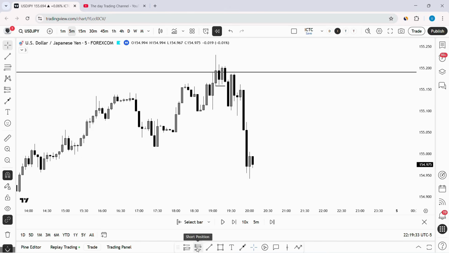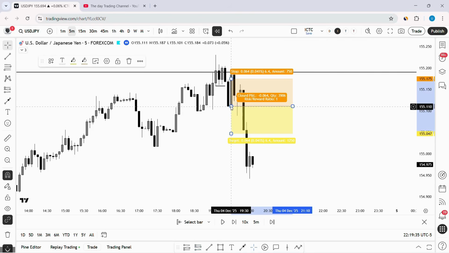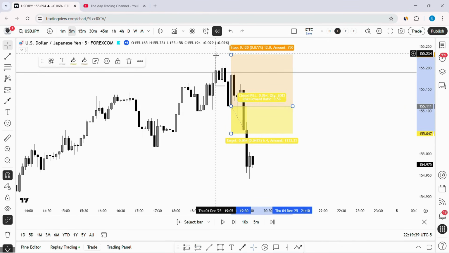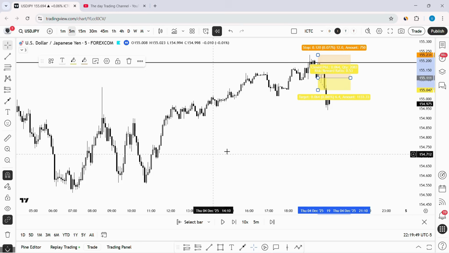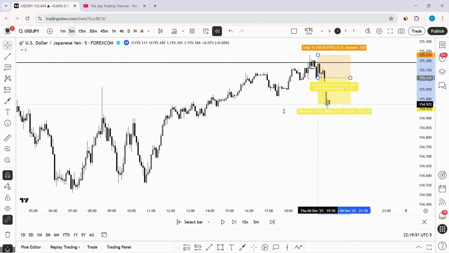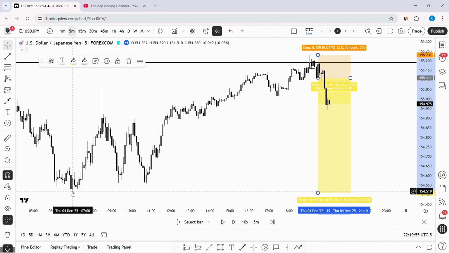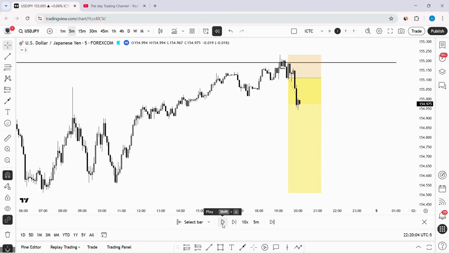So we will enter a sell trade at the close of this candle, and we will put a stop loss at the high of this recent retracement. And for the target, we will target this lower low. So this is around a 5-hour trade. Let's start and see what happens on this.